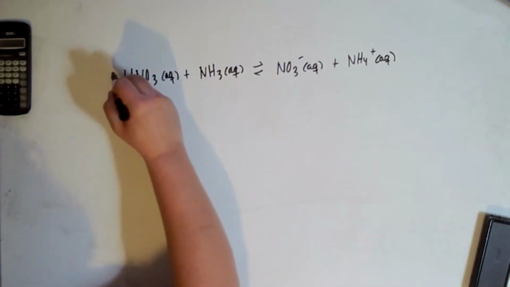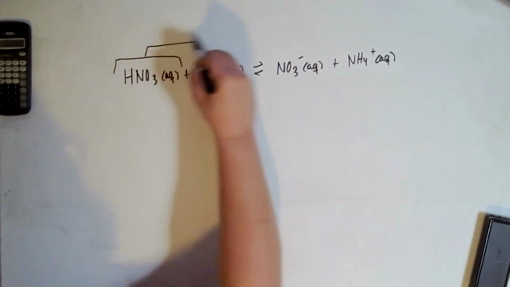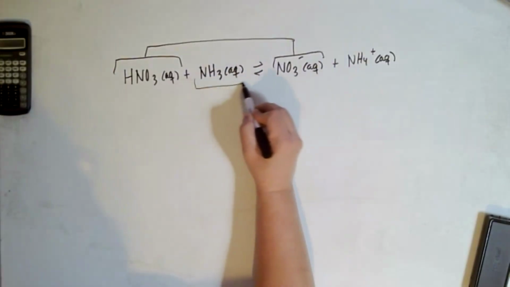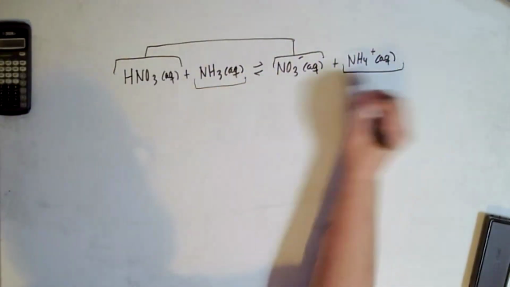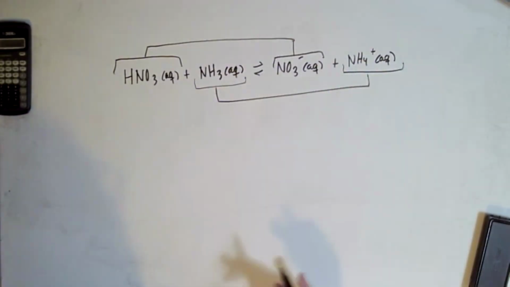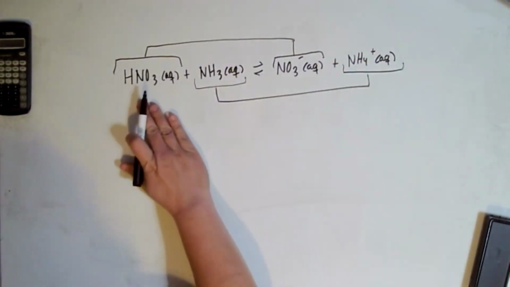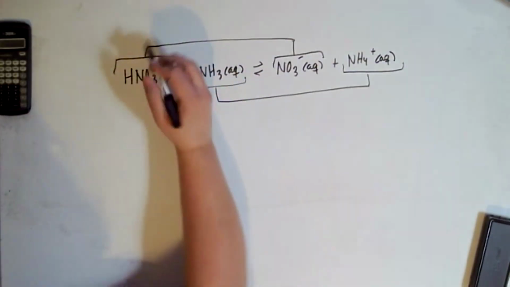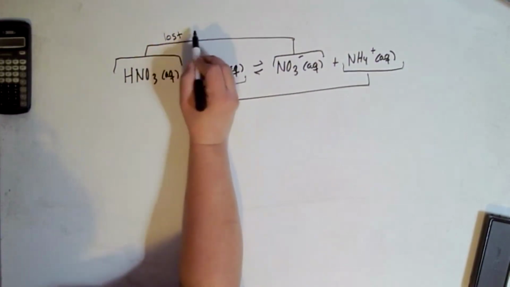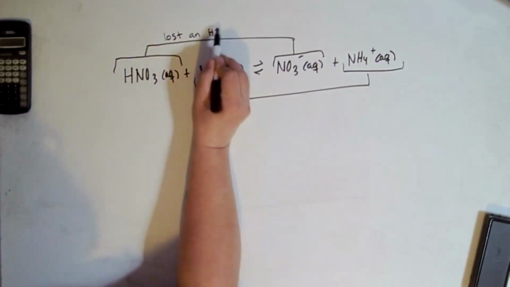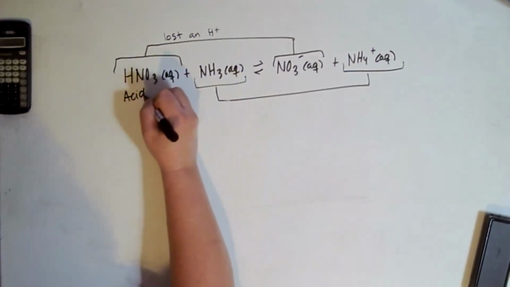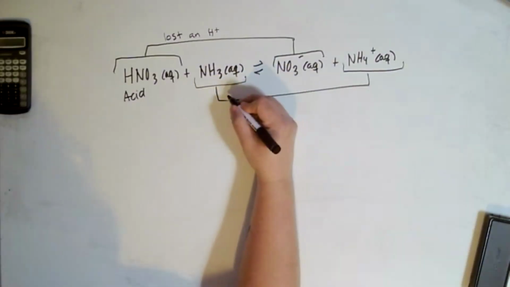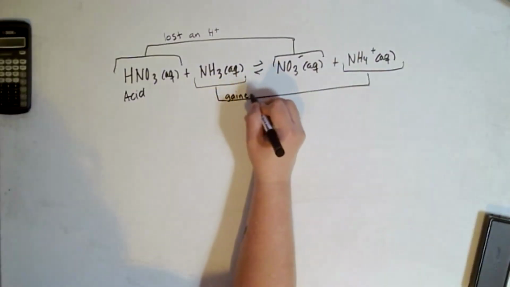Okay. So I see that my HNO3 and my NO3 minus are linked to each other, and my NH3 and my NH4 plus are linked to each other. Those are the links that I can see. And so when I'm looking, starting with the HNO3, for HNO3 to become NO3 minus, it lost an H plus. So this is going to be my acid. For NH3 to become NH4 plus, it gained a proton.